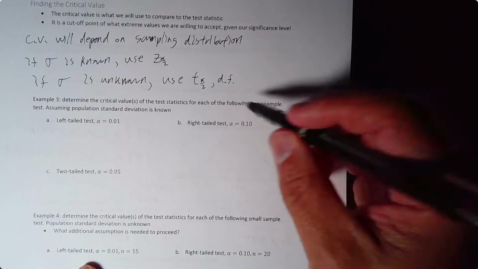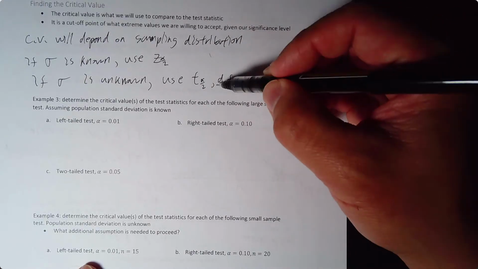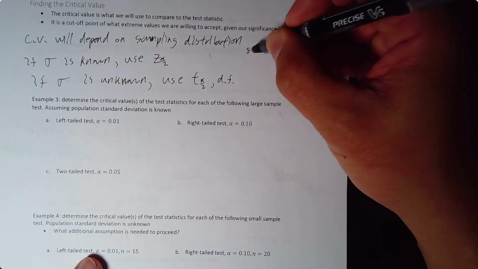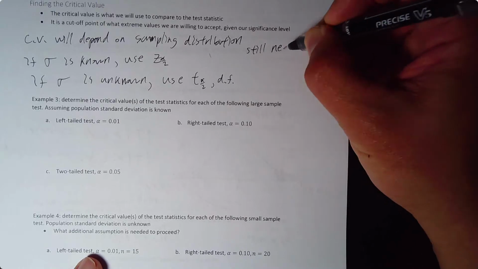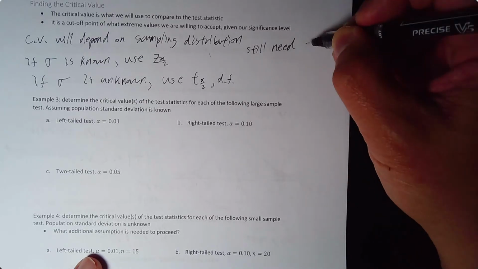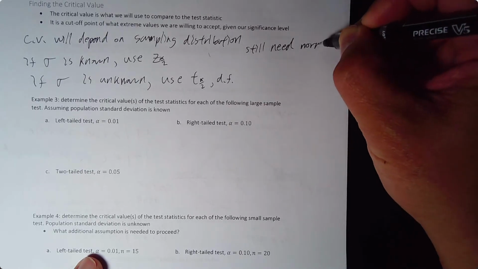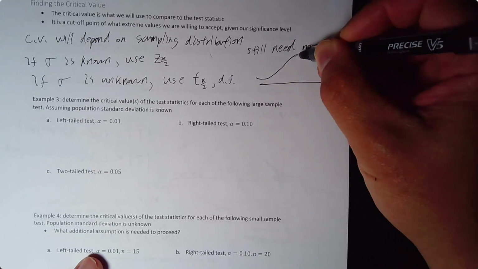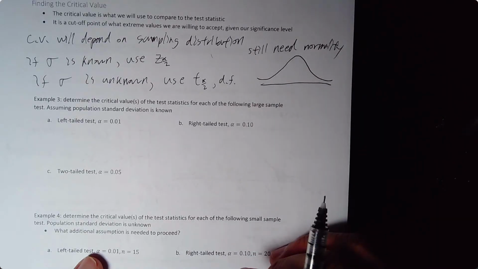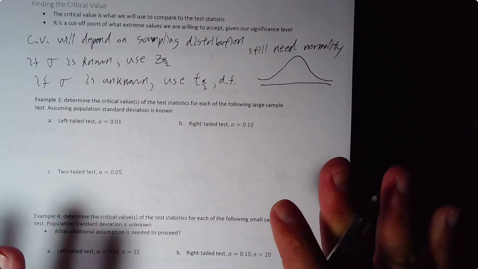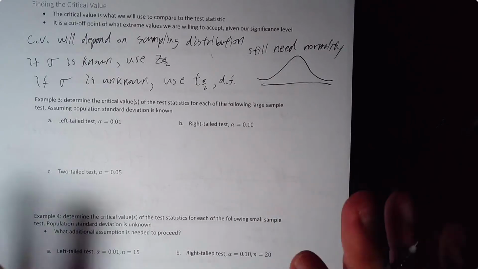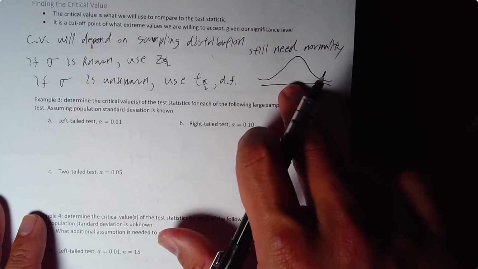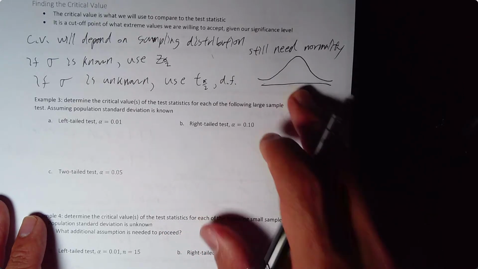And of course, in either of these cases, remember from the previous chapter, we still need normality. We still need to be able to establish that the sample mean has a normal distribution. So we either assume that the original population is normal, or we use the central limit theorem, so we'll need a sample size that's large enough. Okay, so here we go.